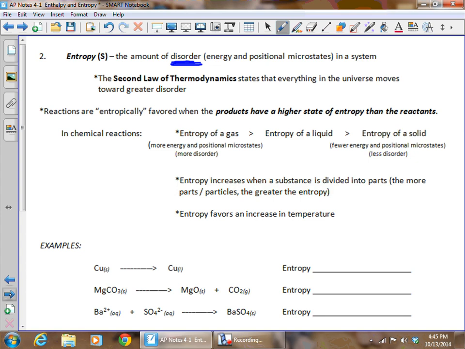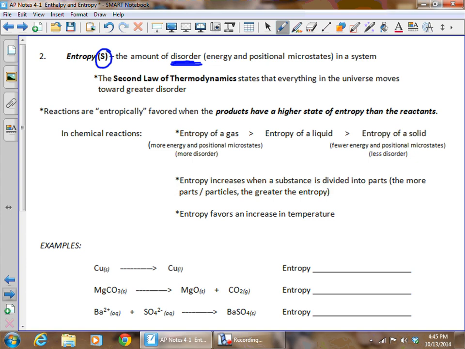So this S, okay, yes, it does not stand for sloppiness. It actually is a German word, but it does stand for disorder. I think of it as sloppiness. It just used to help me remember it. The second law of thermodynamics states that everything in the universe moves towards a greater state of disorder.